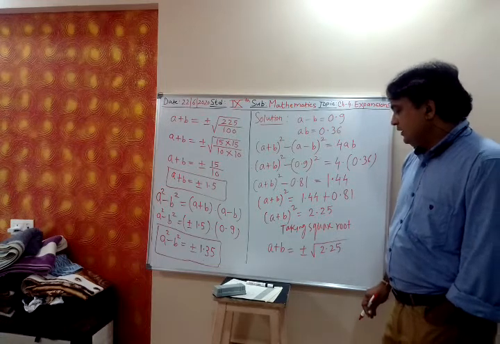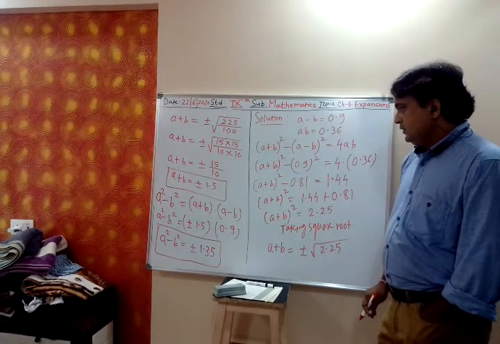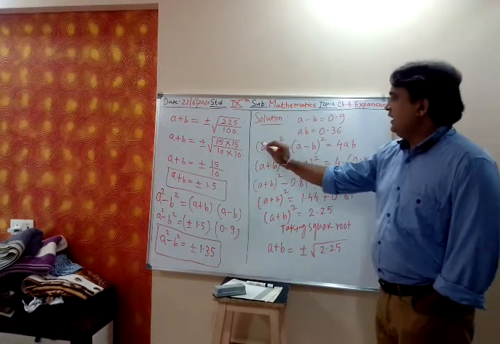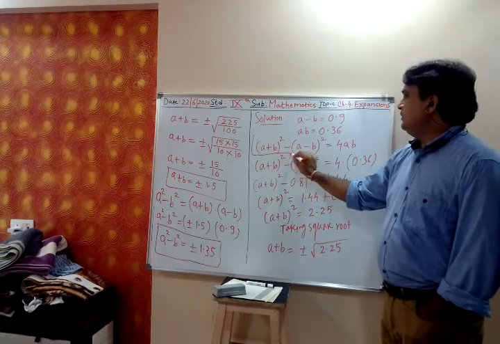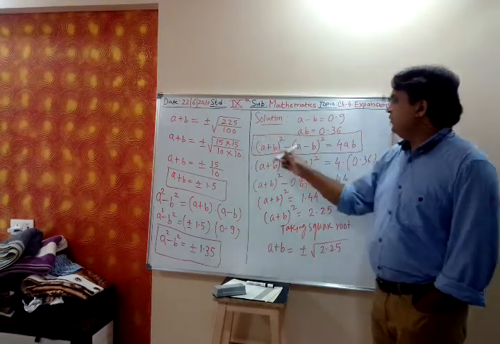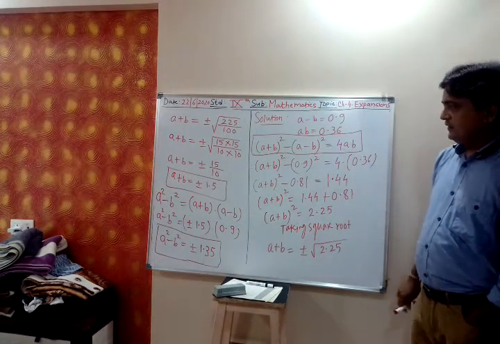So in a similar way you will solve 7th one. So this formula you should write directly, that a plus b whole square minus a minus b whole square is 4ab. When there is minus sign, it is 4ab.